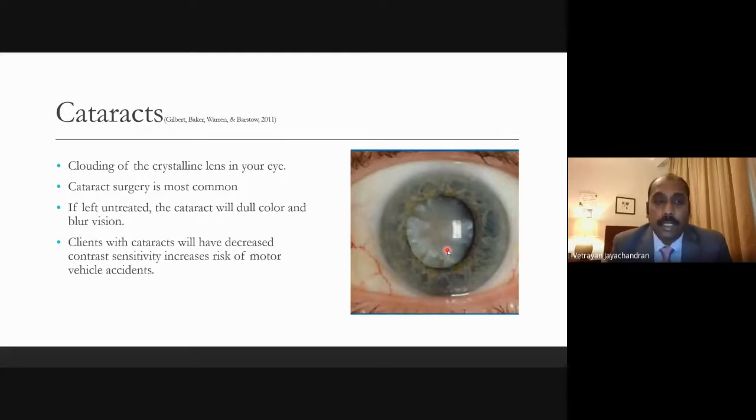Next is cataract. It is a very common condition nowadays. Many people visit the eye hospital mainly because of cataract problems. Cataract is a clouding of the crystalline lens present in our eyes, and cataract surgery is most common. If left untreated, it will cause dull colors or blurred vision. A client with cataract will have decreased contrast sensitivity. They have difficulty identifying differences in color contrast, and they may be more prone to motor vehicle accidents. So that is very important.